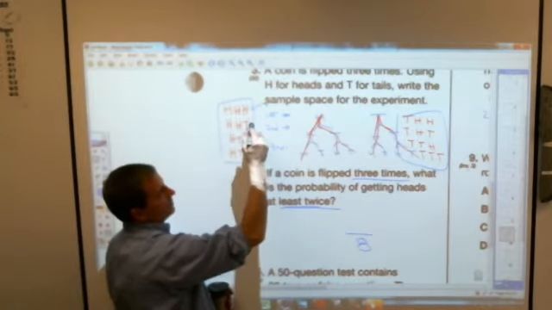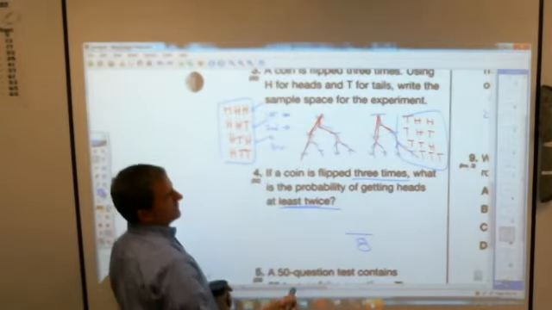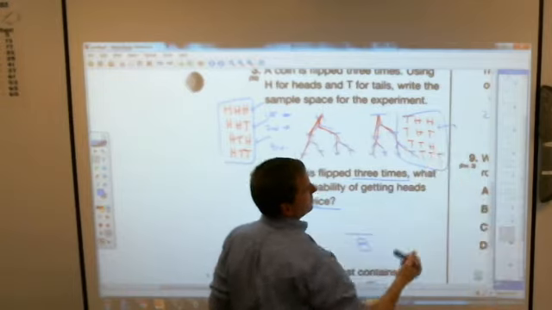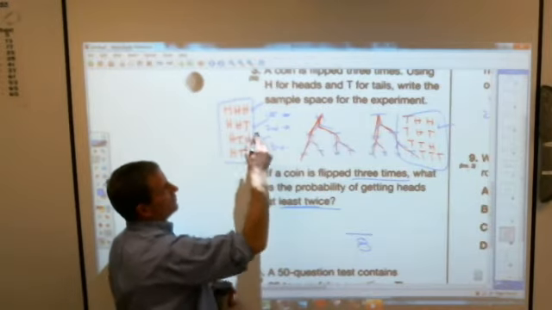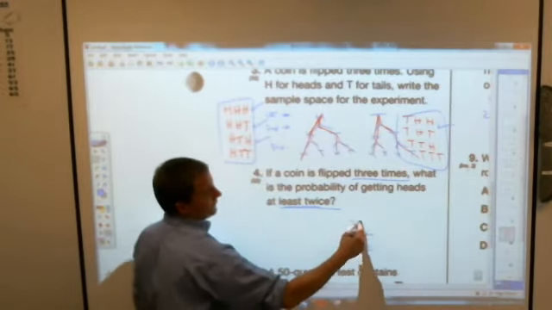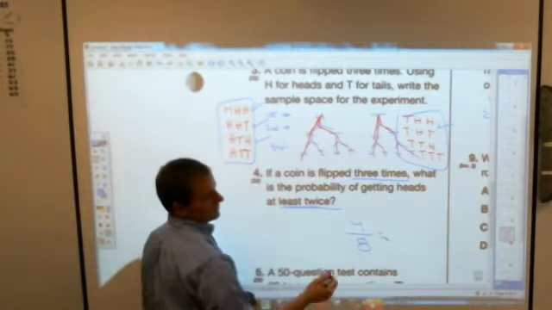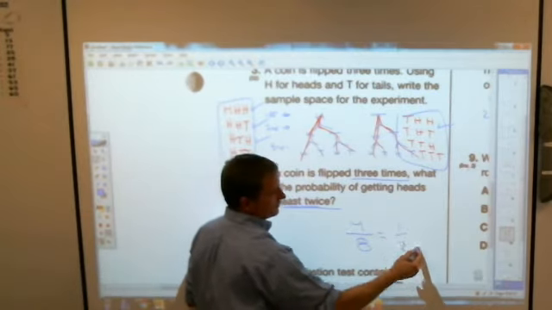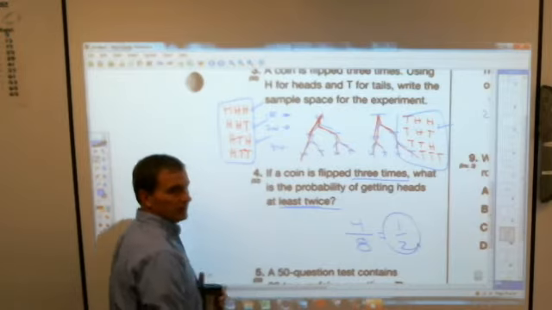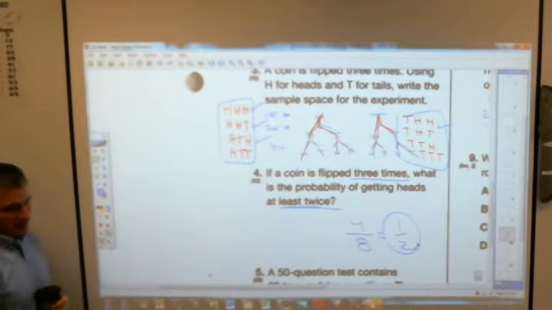3 is at least 2, that's at least 2, that's at least 2. This is at least 2, and that is it. So there are 1, 2, 3, 4 of them that are at least 2. 4 out of the 8. So the probability is 1/2. It didn't say exactly 2, that would change it. It says at least 2.